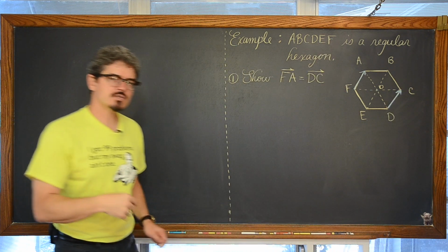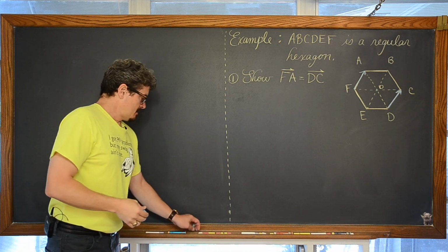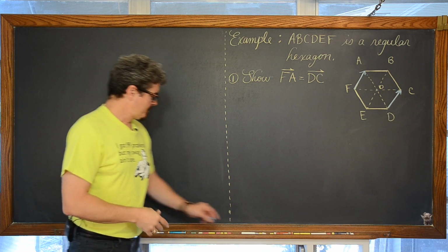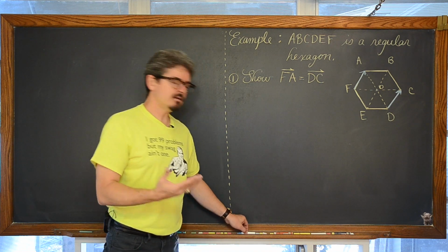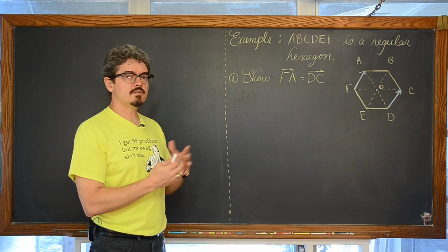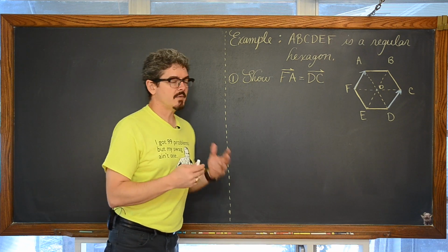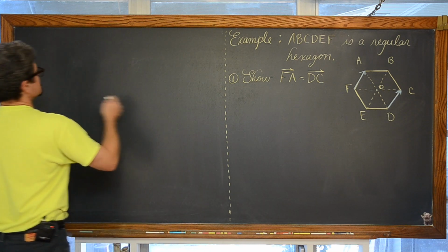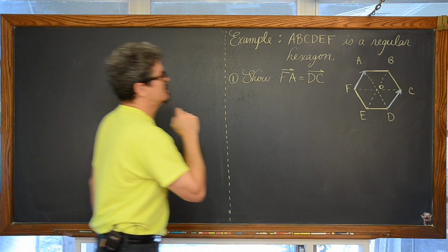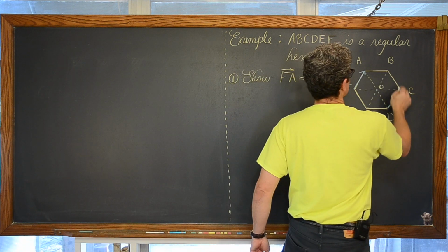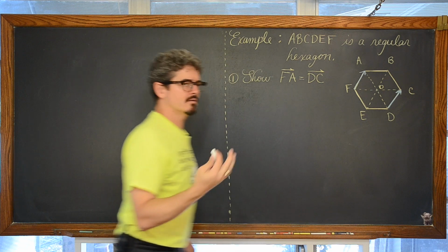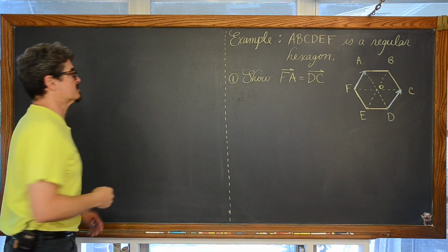Well, to answer that question or show it, explain why, we need to know the geometry that's going on with this regular hexagon. Well, again, it's regular. So that means that each of these sides are going to be equal. That's going to take care of the first requirement, that the magnitudes are equal.